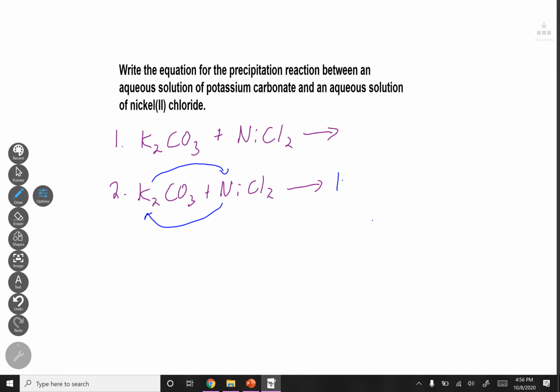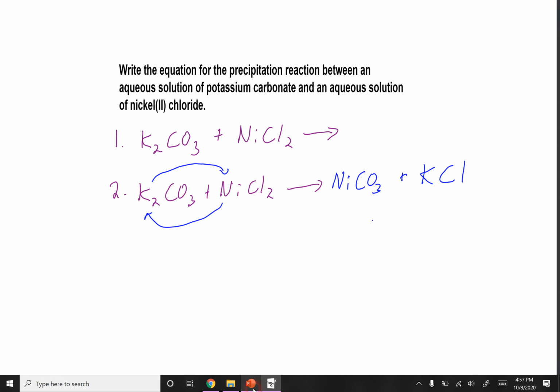So what I end up with, let's keep the anions where they are. We end up with Ni. So we know it's already nickel chloride, nickel 2 chloride, so I can just write NiCO3. And my second product, now I'm just swapping potassium and nickel to give me KCl. Okay, so that's my second step, just determine my possible products.